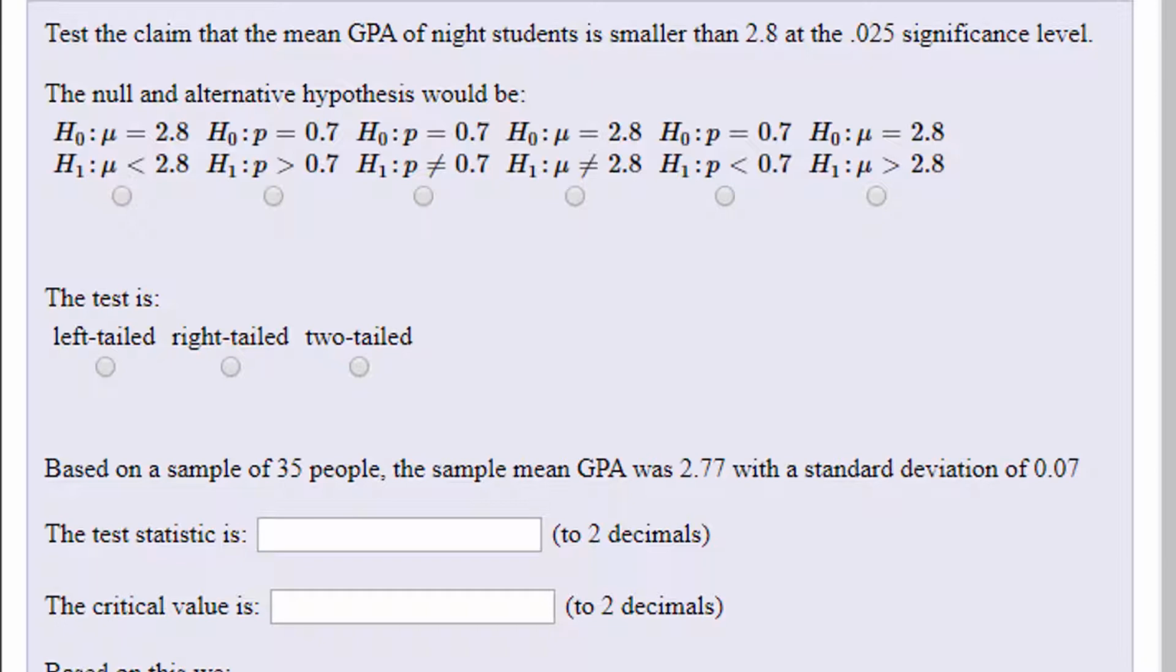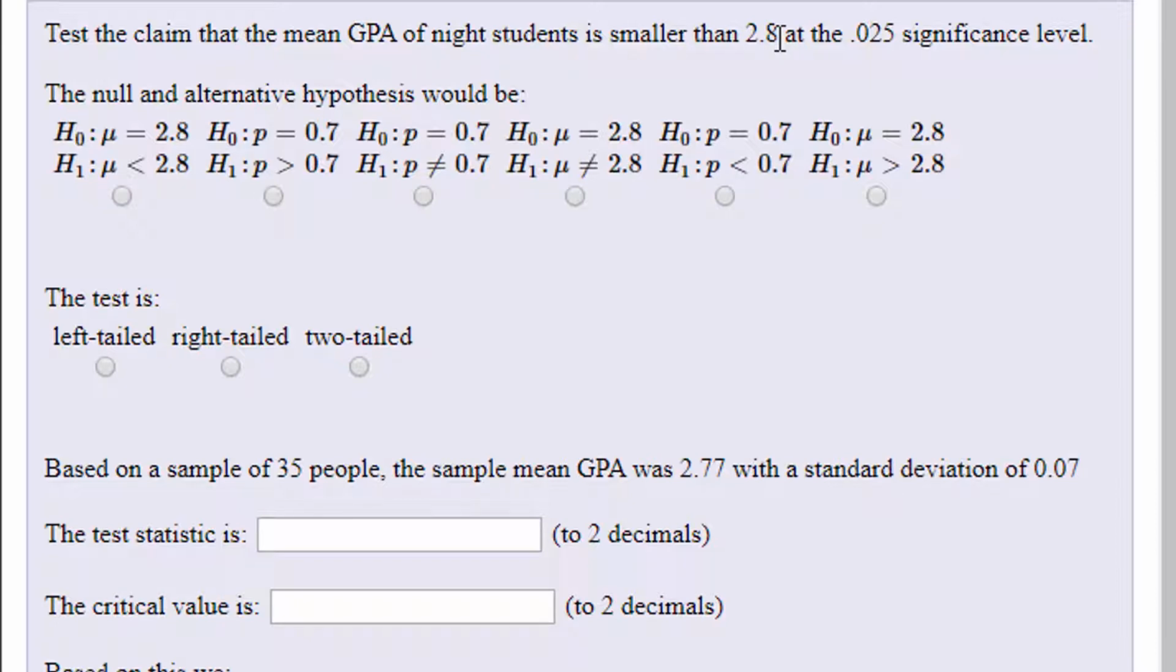We're asked to test the claim that the mean GPA of night students is smaller than 2.8 at the 0.025 significance level. So they're giving us all the information we need. We want to select the right hypotheses, the null and the alternative. We're testing whether the mean GPA is smaller than 2.8.